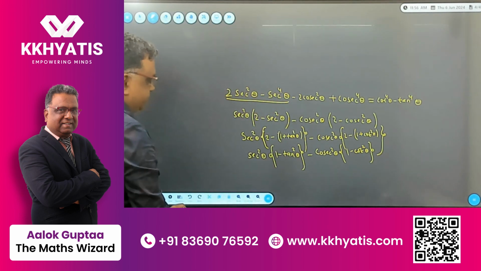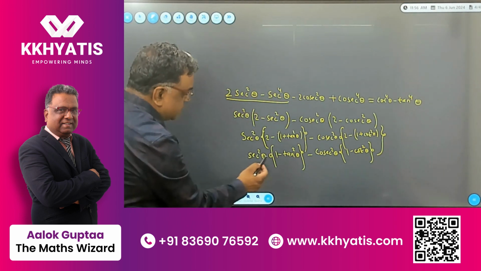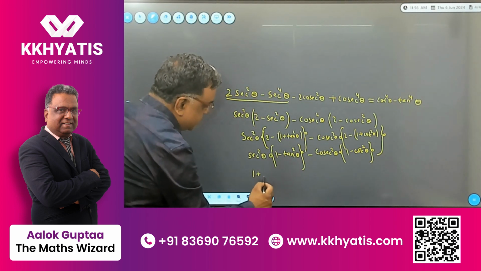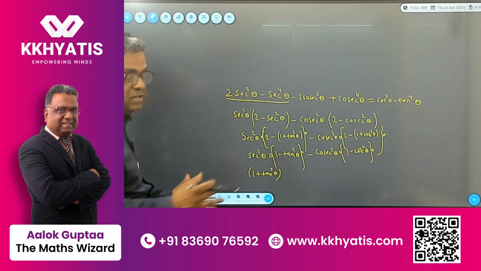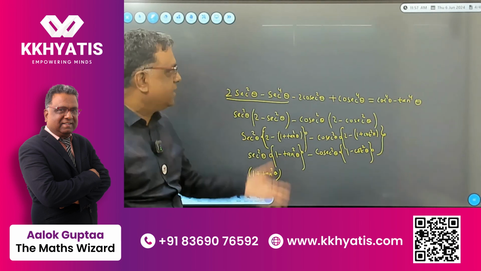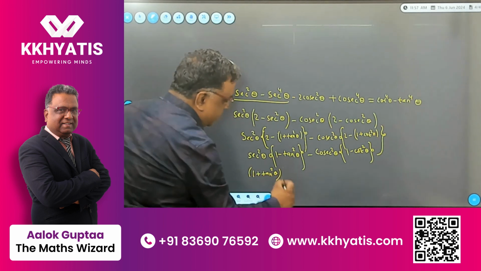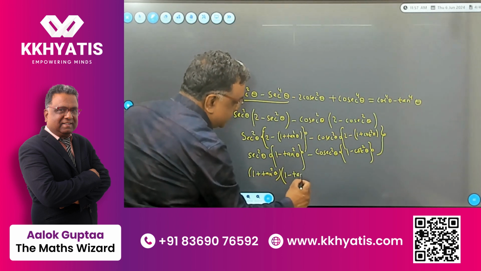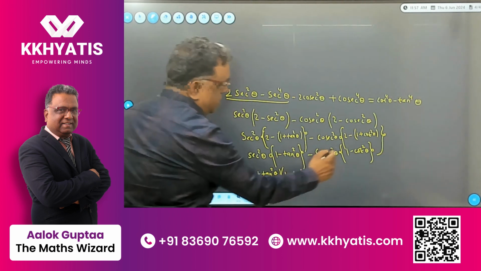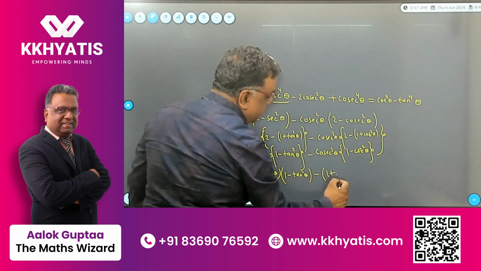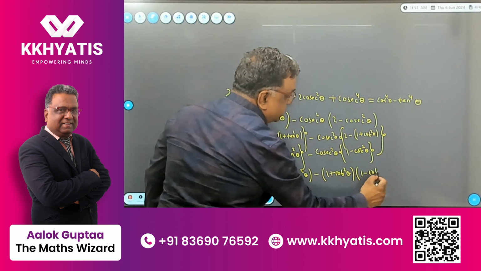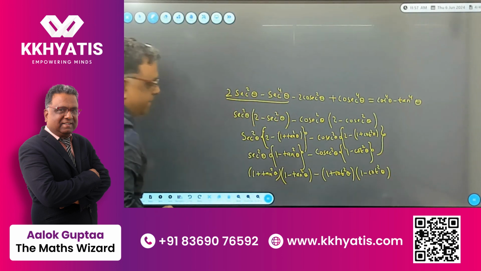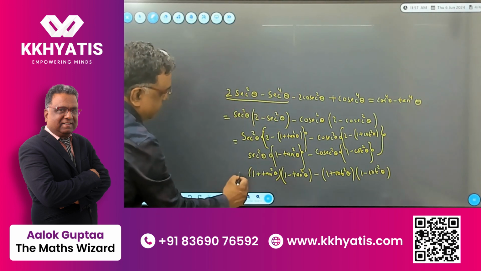Okay. Now again sec square theta I can write as 1 plus tan square theta. Yes or no? Because sec square theta minus tan square theta is 1. So sec square theta is 1 plus tan square theta. And this I will write as 1 minus tan square theta. Now cosec square theta I will write as 1 plus cot square theta using the same identity, minus cot square theta. Okay. So now we have reached this stage.